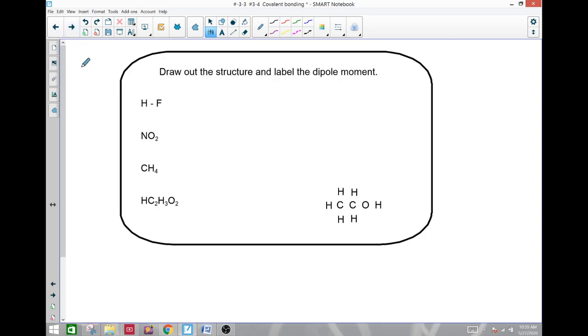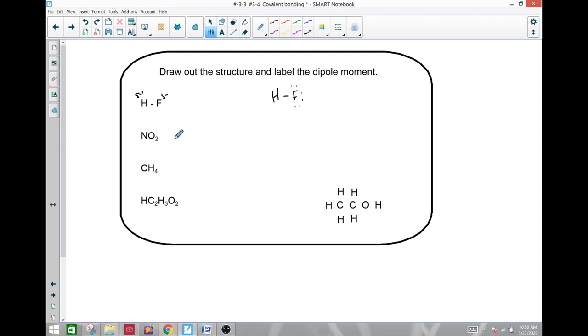All right, so use the shortcut method. What do we got here? Do we have a stealer here? Yes. Partial negative, partial positive. Draw the structure and label it. So it's just like that. So a little bit of practice drawing these things out.